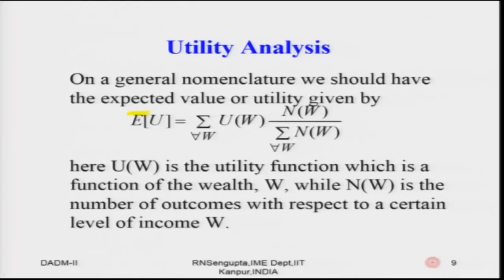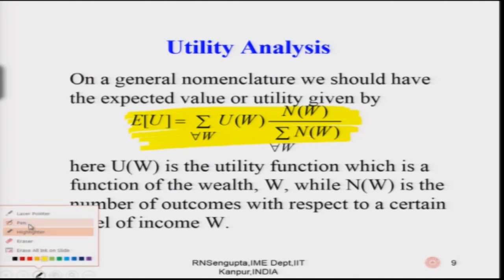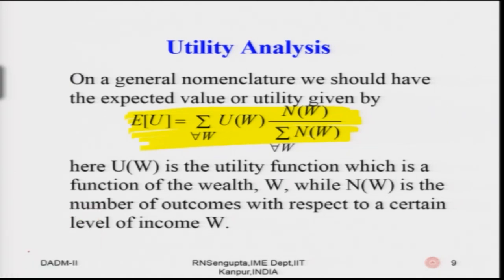If you see the formula, the expected value of utility is given by the multiplication of utility, which is this one, multiplied by the corresponding probability of that particular utility, which is this one. You will sum it up later on.